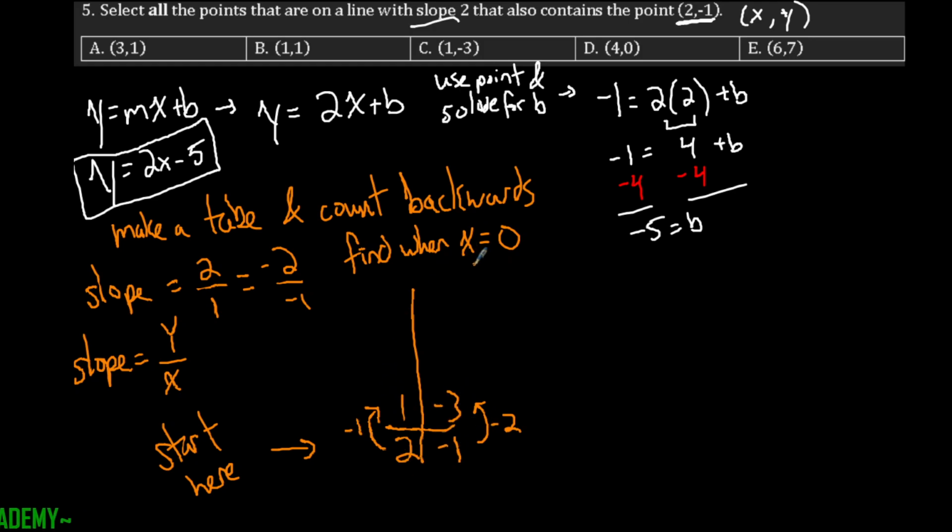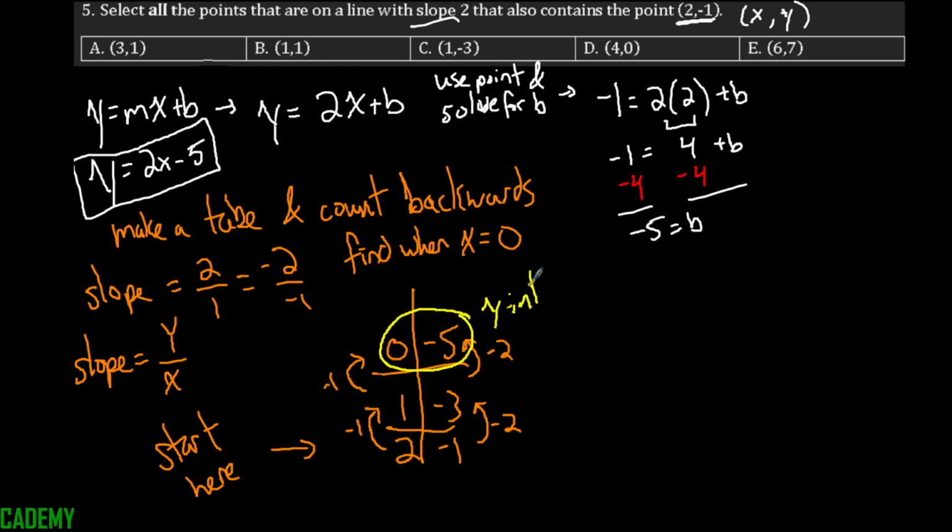But we need to keep going because we need to find when x equals 0. So we do the same thing again. We go negative 1, negative 2. So this is going to be 0. That's going to be negative 5. And when I say this right here is going to be our y-intercept. So that's just another way to find our equation that we had already.